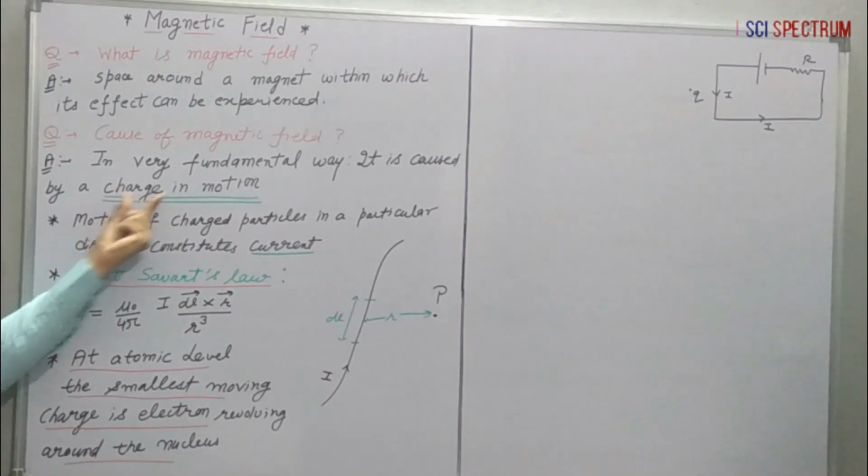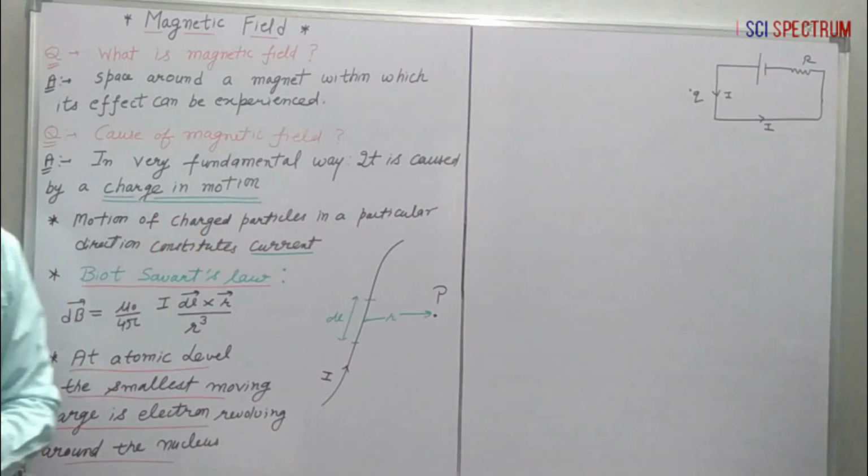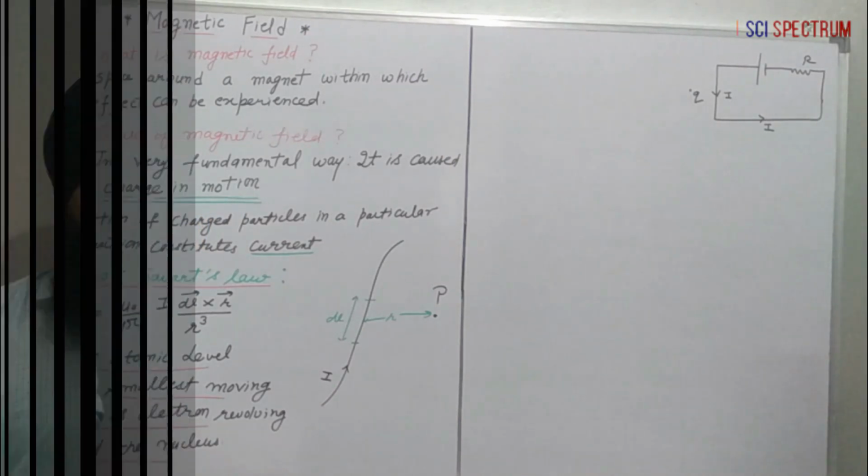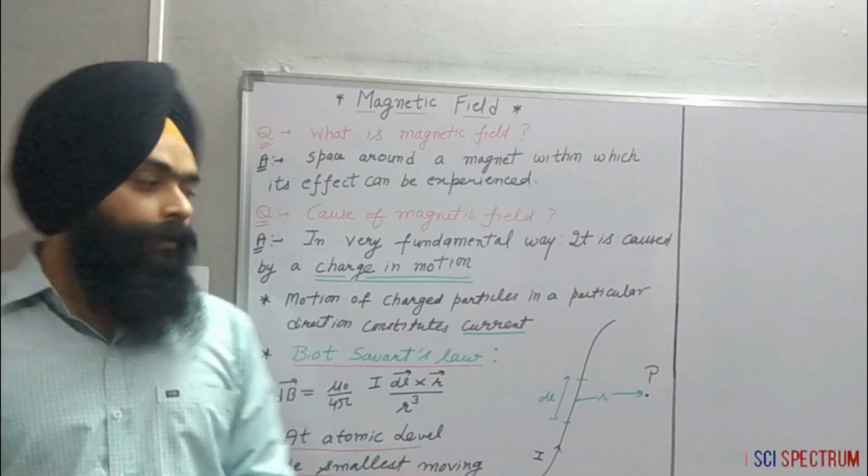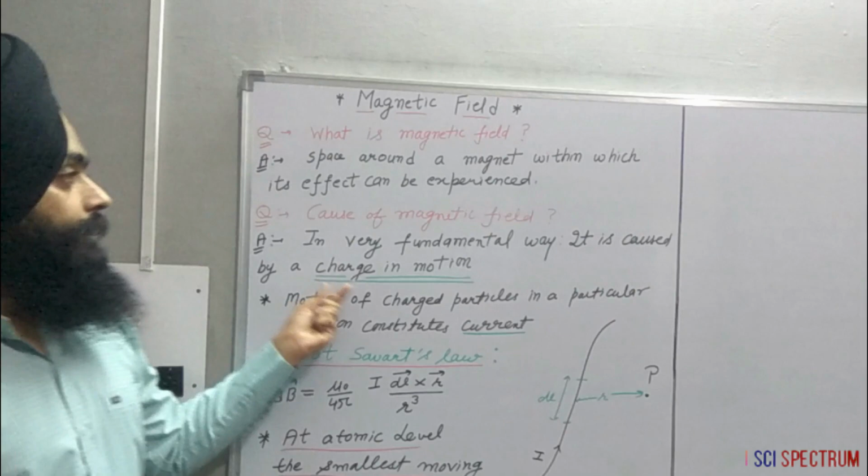So we will discuss this in a little bit more detail. Whenever a charge is in motion, it produces a field. That field is called the magnetic field. Let us discuss this in detail.